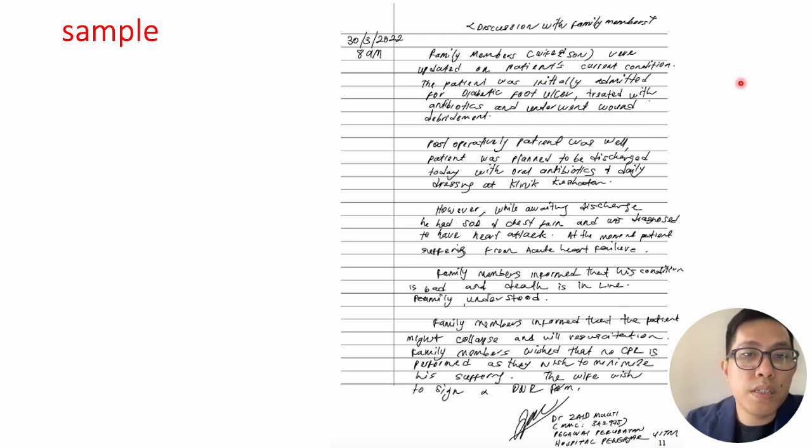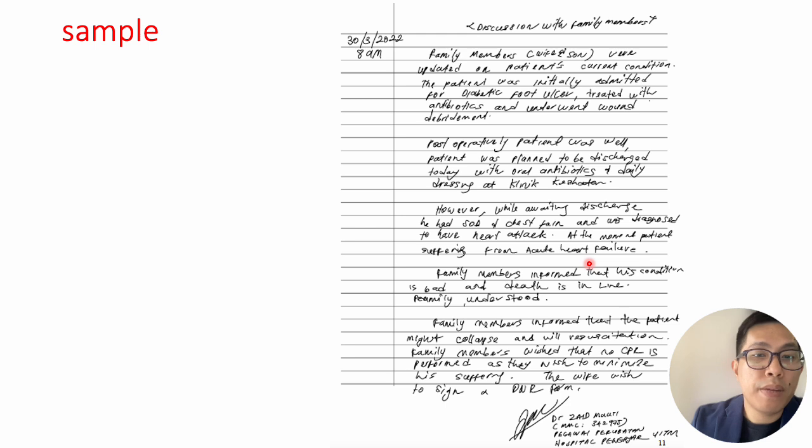The patient was initially admitted for DFU, treated with antibiotics and underwent wound debridement. Post-operatively, the patient was well and planned to be discharged today with oral antibiotics and daily dressing at Klinik Kesihatan. However, while awaiting discharge, he had shortness of breath and chest pain. You see, I'm using a short form. This is permissible in clinical entry. He was subsequently diagnosed to have a heart attack. At the moment, the patient is suffering from acute heart failure.